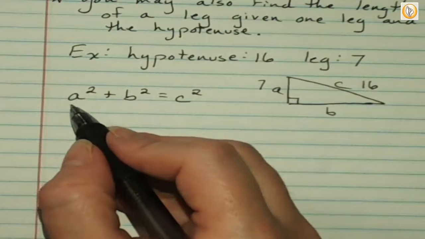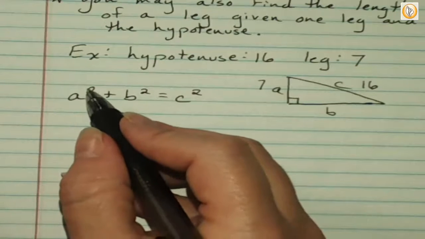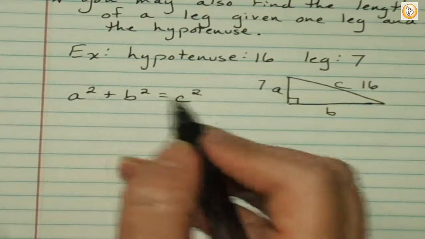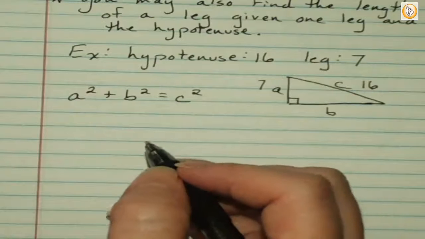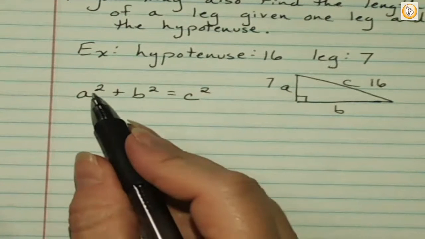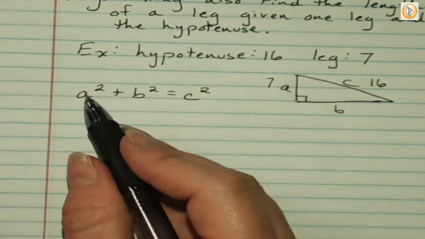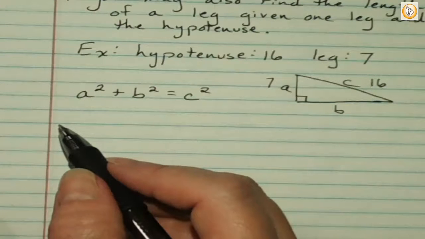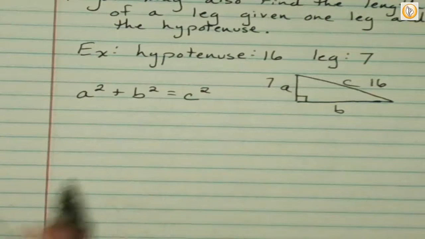Hey, if you want to say A to the power of 2 plus B to the power of 2 equals C to the power of 2, that's perfect as well. Or if you can say A little 2 plus B little 2 equals C little 2. I thought the twos were exponents. They are exponents. Hey, as long as you know what you're doing, then it doesn't matter.